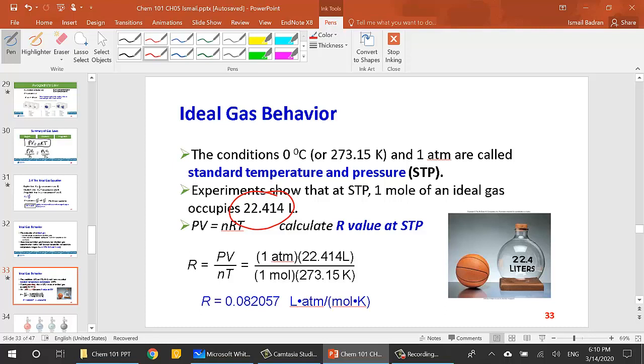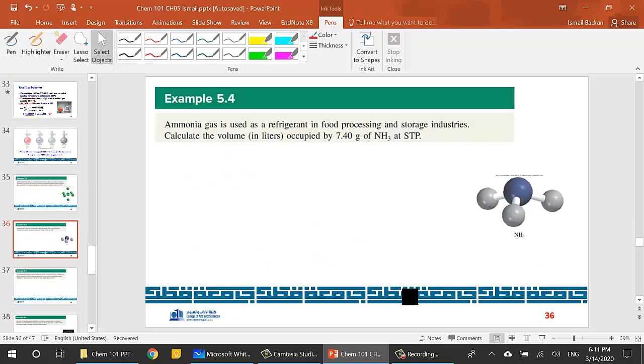You can use this number to calculate the R value at STP. Recall that PV = nRT. Therefore, you can rearrange this equation to become R = PV/nT. P is 1 atmosphere times this volume, 22.414, divided by n, which is 1 mole, times the temperature in Kelvin. 0 Celsius is 273.15 Kelvin. If you do the math, you will find R to be equal to 0.0821, roughly. The units are liter atmosphere mole^-1 Kelvin^-1. This is the gas constant R and its units.